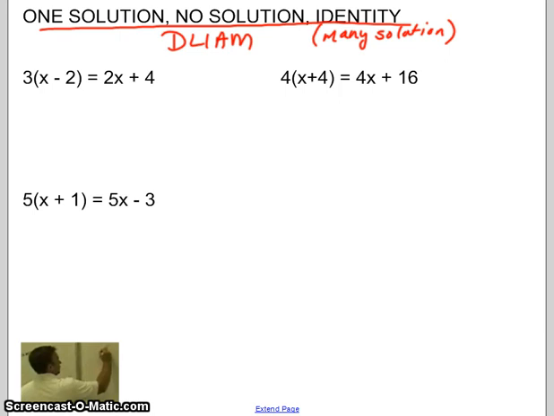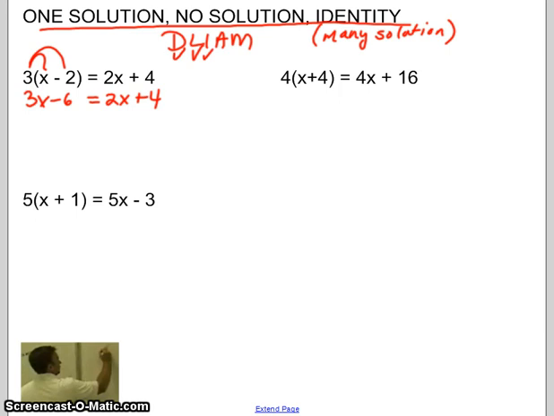Alright, so let's do this quickly. Probably not going to get onto too many of these. Alright, so we're going to distribute first. 3x minus 6 equals 2x plus 4. Bring everything else down. Are there like terms on either side? No.